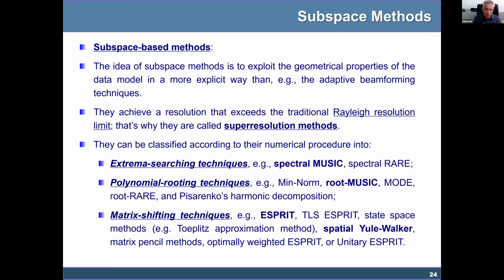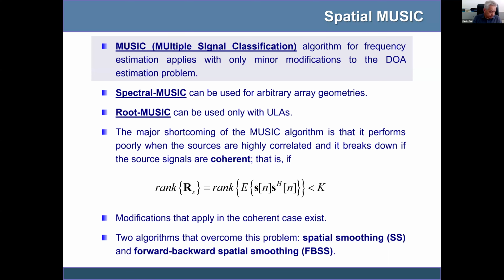So now I want to describe in detail one method for each one of these three classes. I will describe in detail spectral MUSIC, then root MUSIC, and then ESPRIT, and then compare them. There are others you can see in this view graph, but if you are curious, you can find more details on these other methods in the literature. So I will focus only on these three, obviously for lack of time.